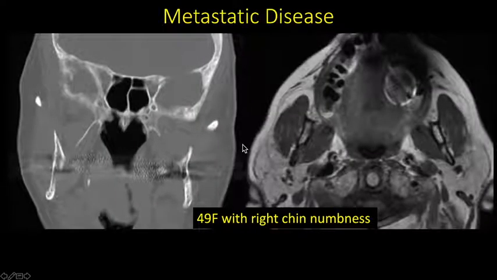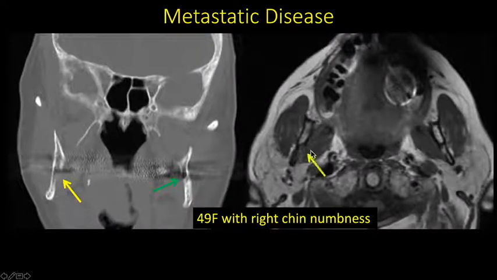Here's a patient with metastatic disease. They had a history of thyroid cancer. You can see this erosion of the opening of the inferior alveolar canal where that main branch of V3 goes in, the inferior alveolar nerve, as opposed to the green arrow showing you the normal CT hypodense fat that we would expect on the unaffected side.